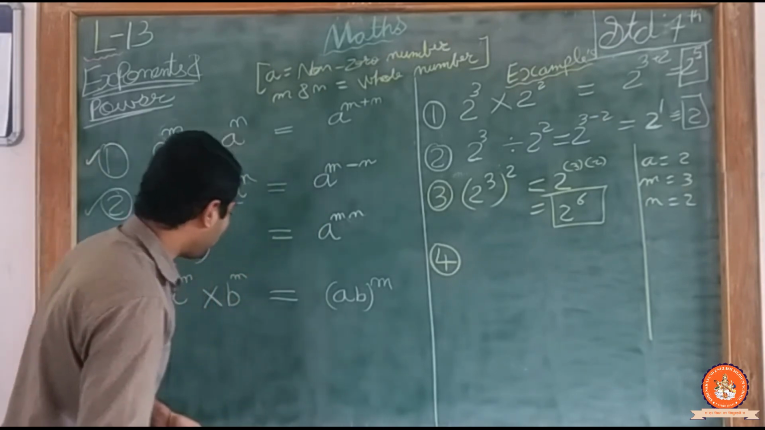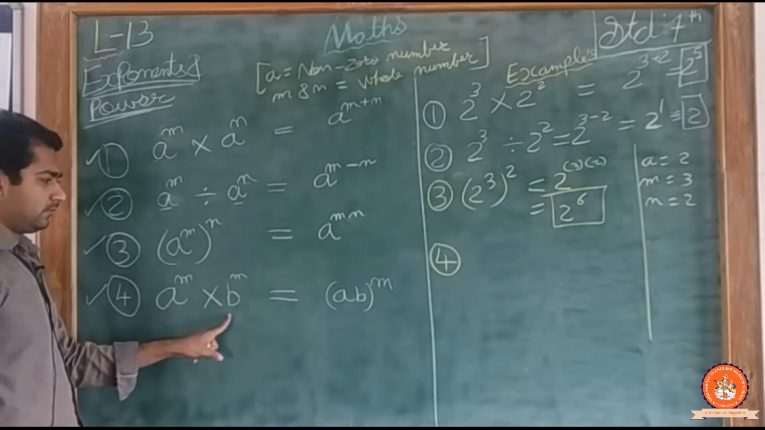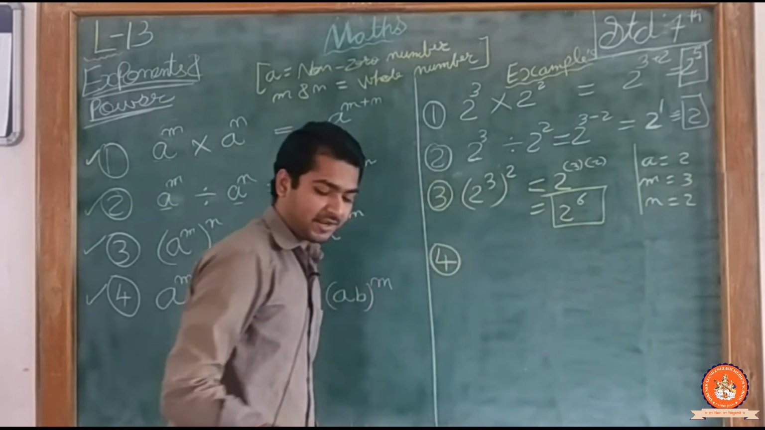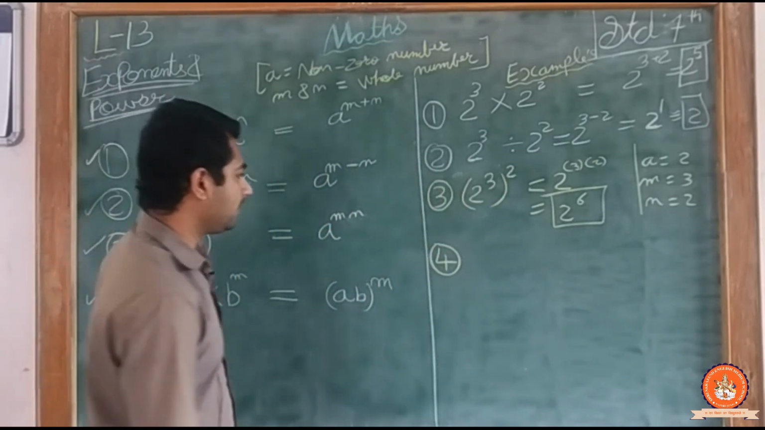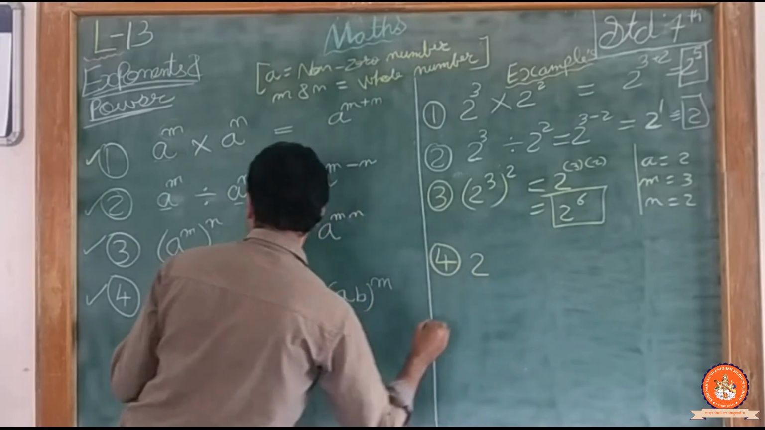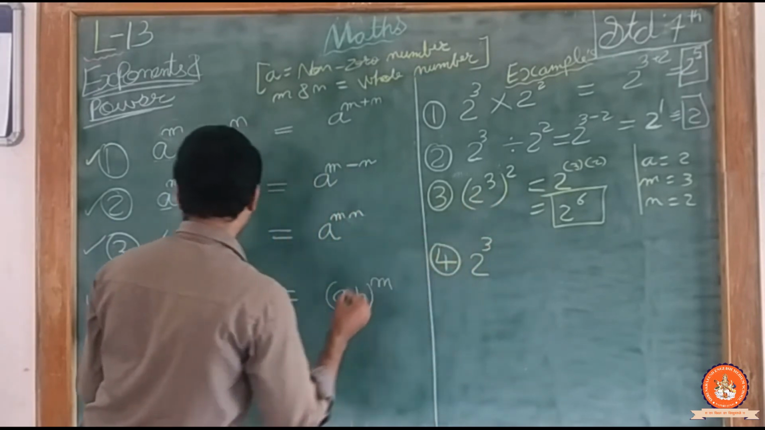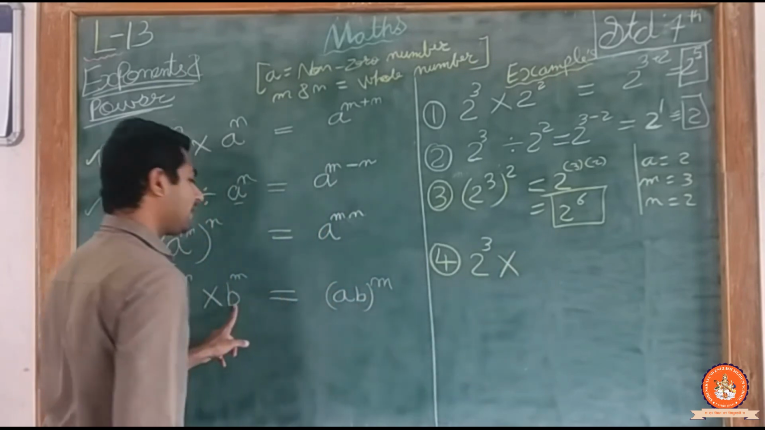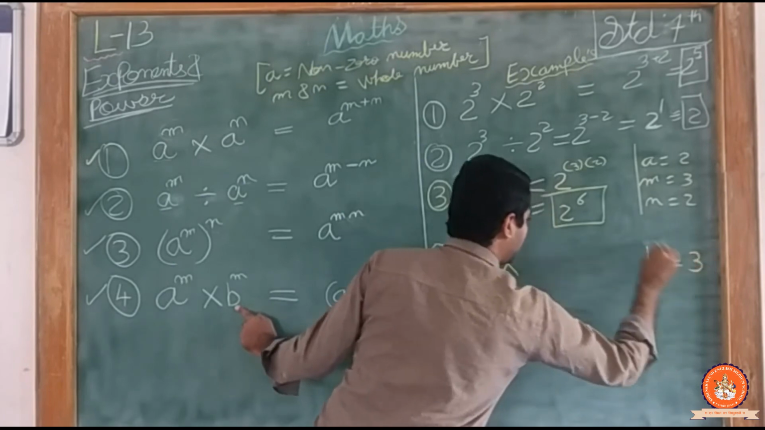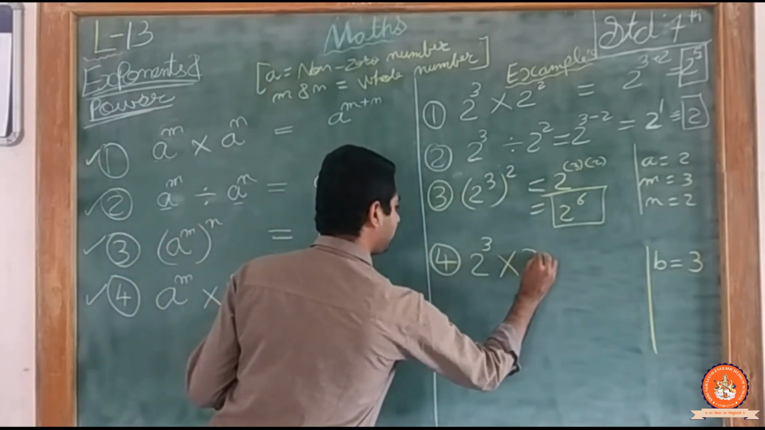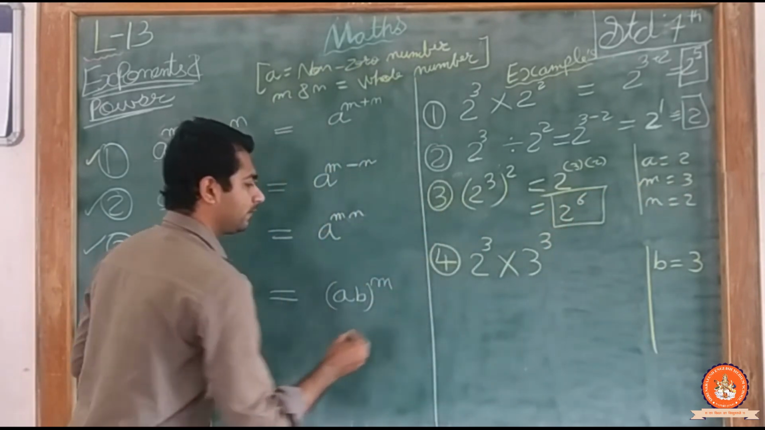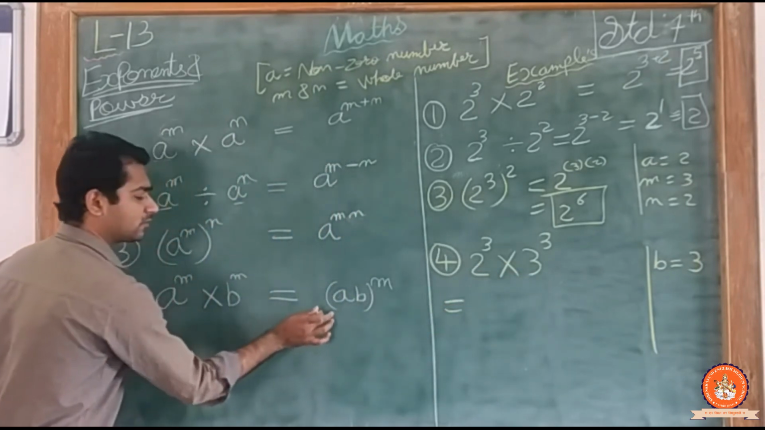So here we have to take another number, that is b. Here we have not used n. So for this question 4 explanation I will take another number. So a means 2 raised to m is our 3, multiplied by b, taking b as the number 3. So b is equal to 3, raised to m. M means 3. Clear?